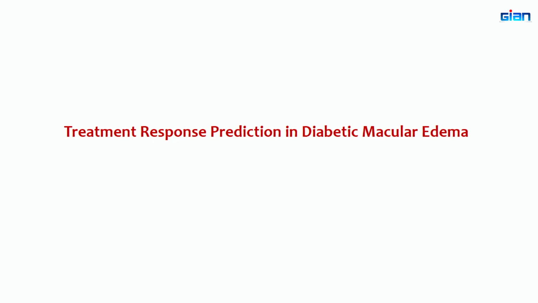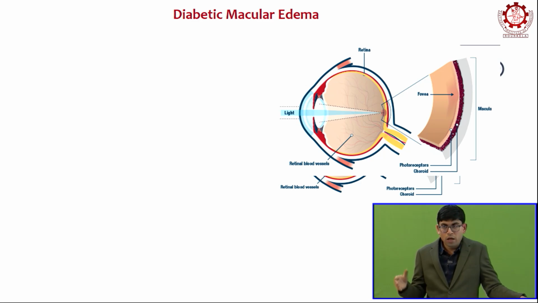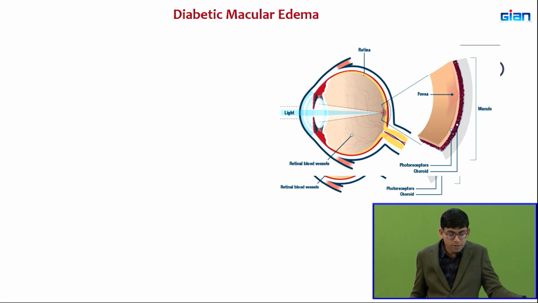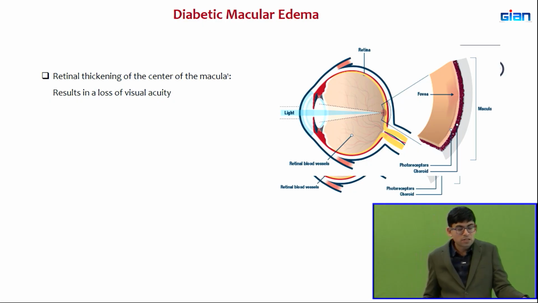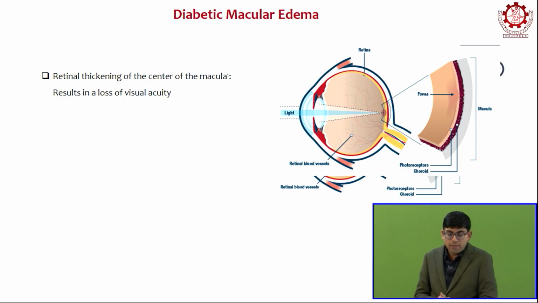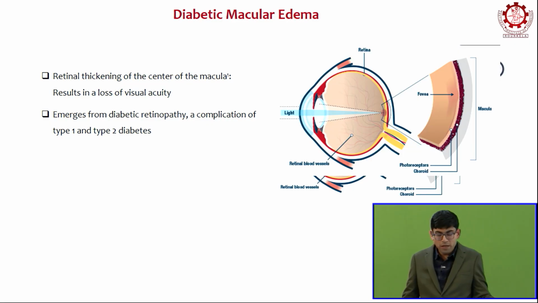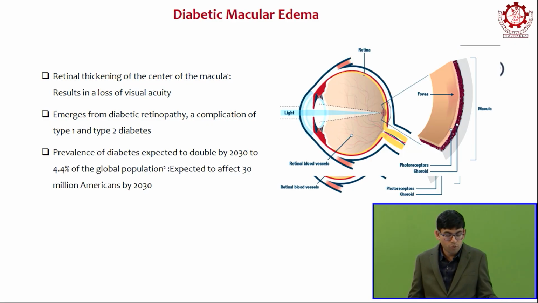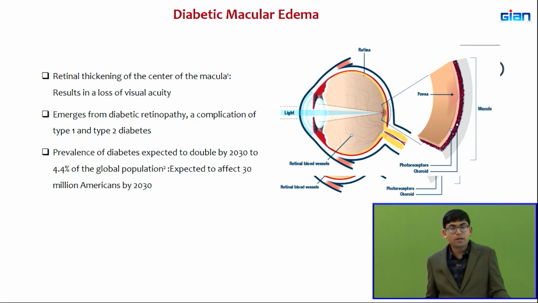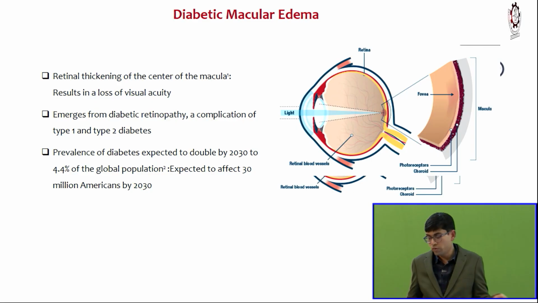Okay, so just switching gears a little bit, I'll talk about diabetic macular edema. I know that a bunch of you here are working on diabetic eye disease, probably diabetic retinopathy, but a related disease is diabetic macular edema. In DME you have a retinal thickening of the center of the macula, and this results in loss of vision. It emerges from DR. It's a complication of type 1 and type 2 diabetes, and the prevalence of diabetes is expected to double by 2030, which is obviously very concerning.